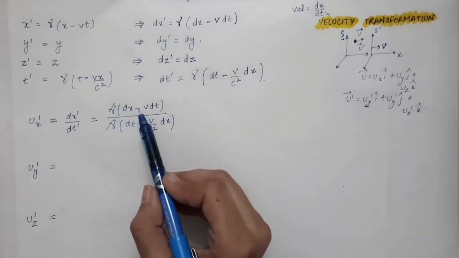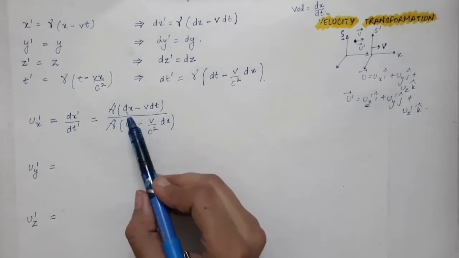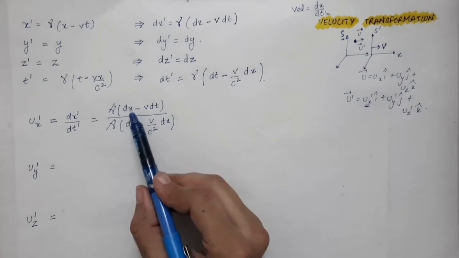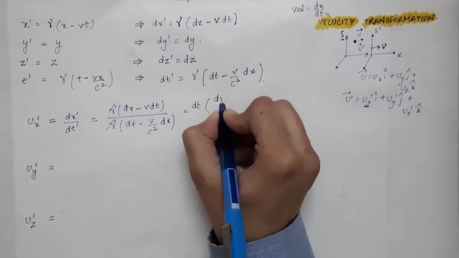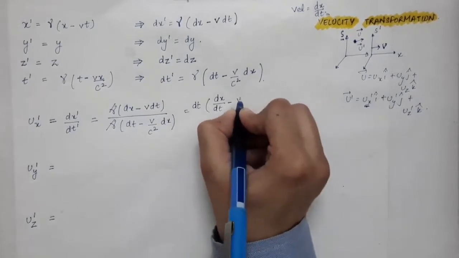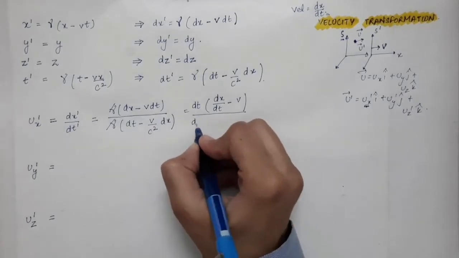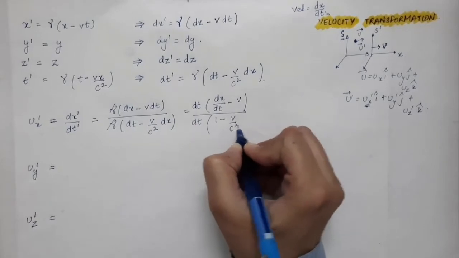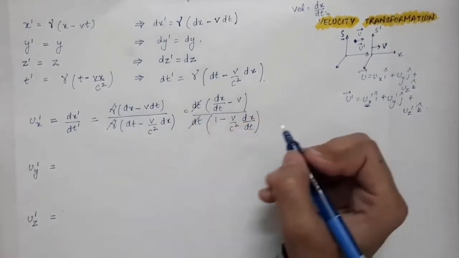Now in the numerator you will take dt common, so that you have dx by dt. So when you take dt common, you will have dx by dt minus v, divided by, in the denominator also you will take dt common, and you will have 1 minus v by c square into dx by dt. So this dt will cancel with this one.